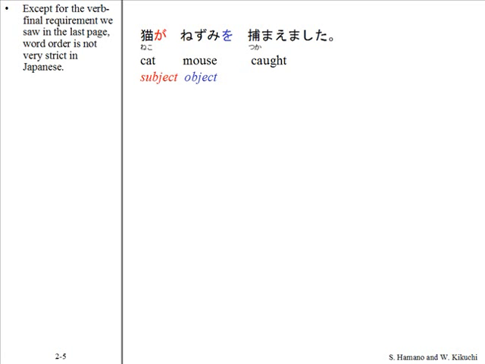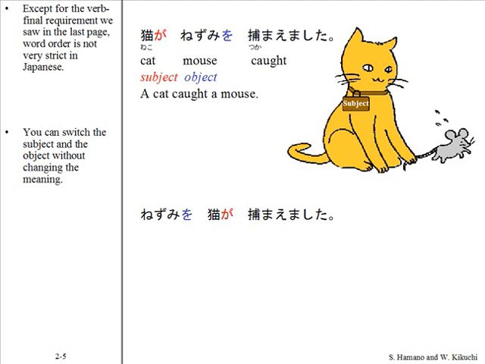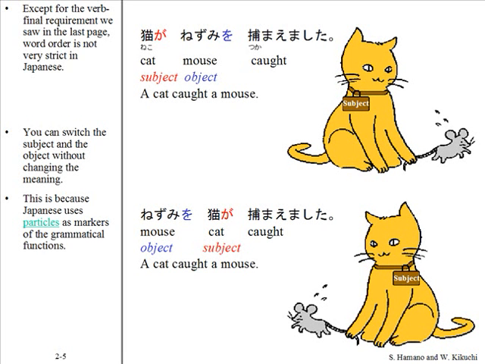Except for the verb final requirement we saw in the last page, word order is not very strict in Japanese. 猫がネズミを捕まえました。 You can switch the subject and the object without changing the meaning. ネズミを猫が捕まえました。 This is because Japanese uses particles as markers of the grammatical functions.